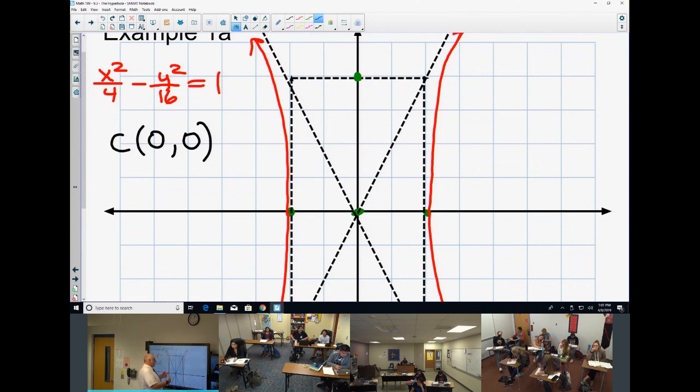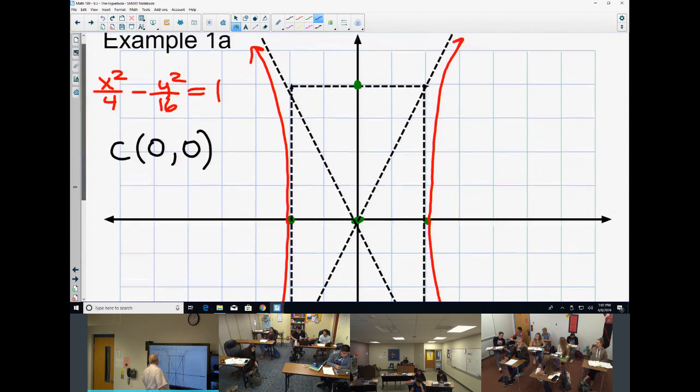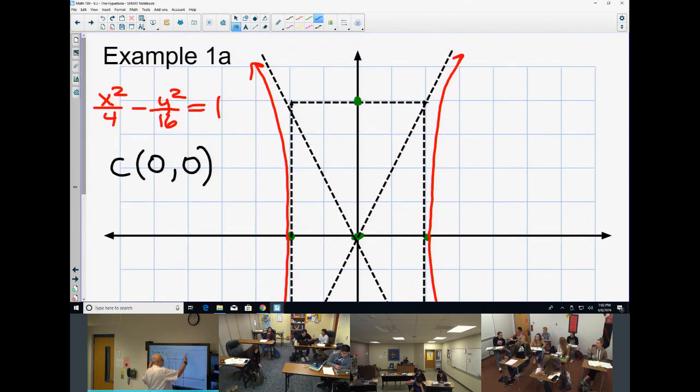So what we do is, from the vertices, because the x squared came first, we know it opens left and right. From those vertices, we go up and down, approaching these asymptotes. So we approach the asymptote above and below, and that gives us the basic look. All right, so see if you can do that with practice 1A.